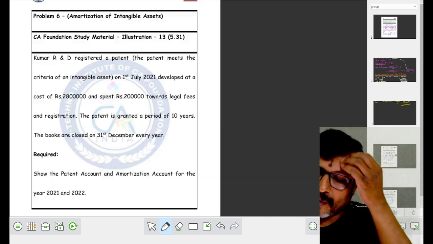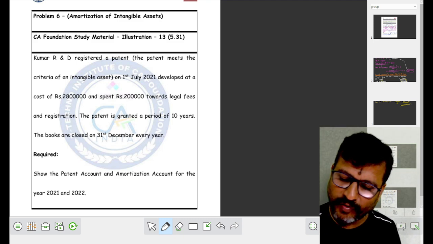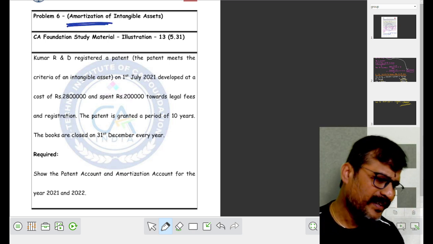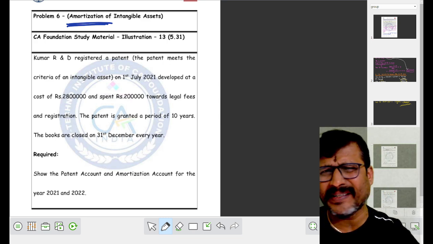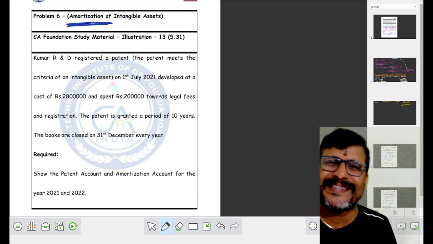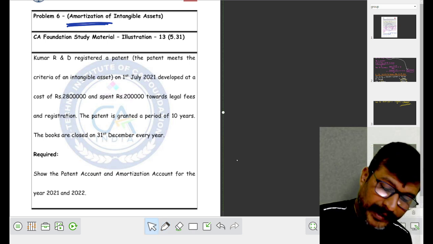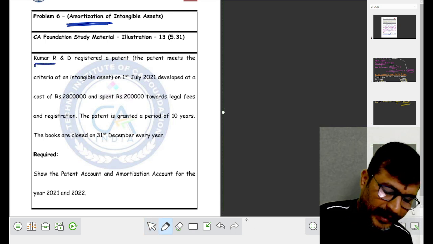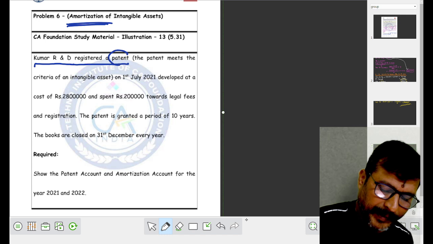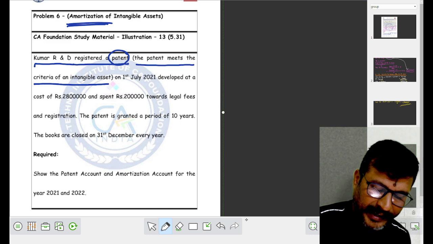Next I am going for amortization. Amortization is used for what kind of assets? Used for intangible assets. No change in the method of solution. It remains the same. Instead of using depreciation, we have to use amortization. Shall we start? See what happened here. Kumar and Kumar R&D, research and development, had a registered patent. Patent is an intangible asset. The patent meets the criteria of an intangible asset.